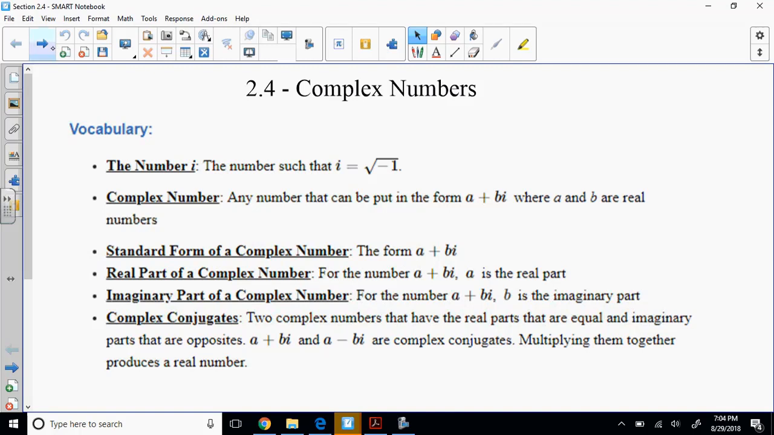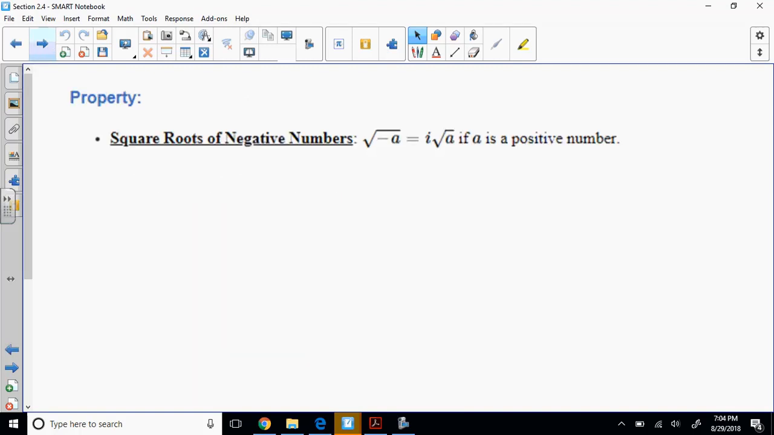So if you're familiar with that, with binomials, you should be okay. So that's all vocab. And the square root of negative numbers is, you can't take the square root of a negative number. So how do I deal with that? You basically are breaking the factor down to the square root of -1 times that number. And that square root of -1 is i. All right? Questions? Y'all good?